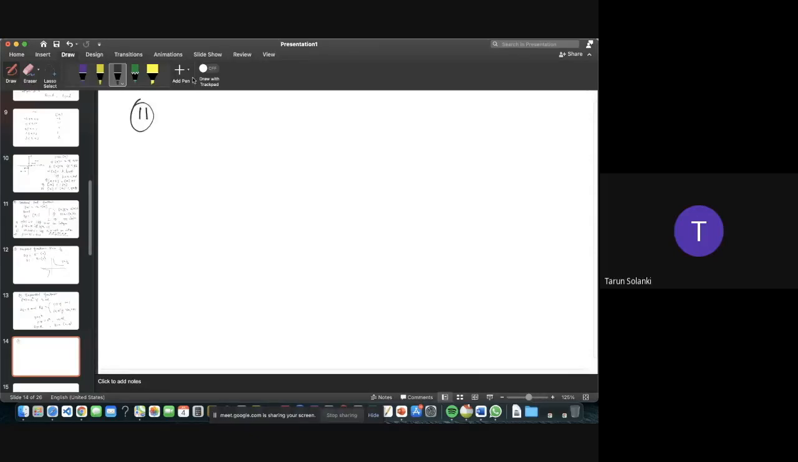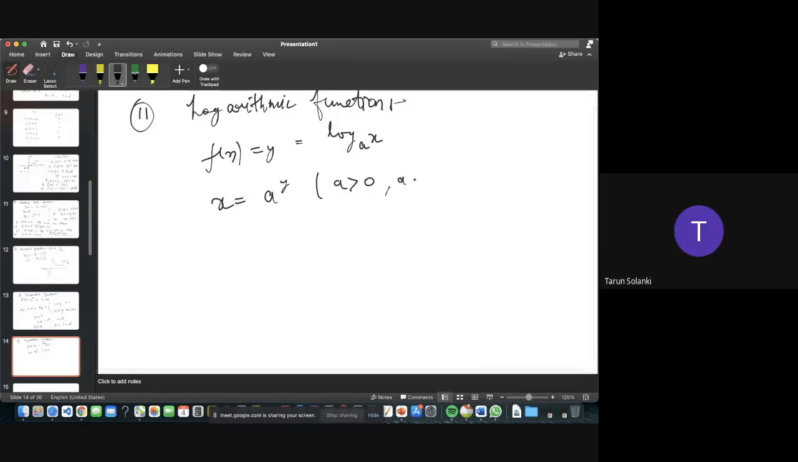The next function we are having is the logarithmic function. The function defined by f(x) is equal to y, which is equal to log base a of x, where x is equal to a to the power y, and a is greater than 0 and a is not equal to 1, right? So we can say the domain will become 0 to infinity, and the range of this will become R.